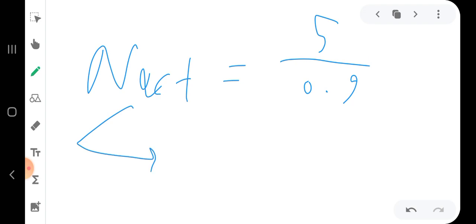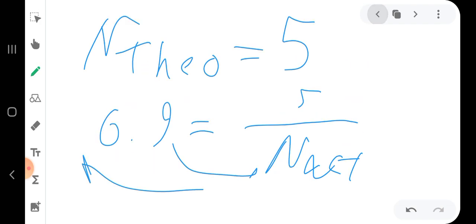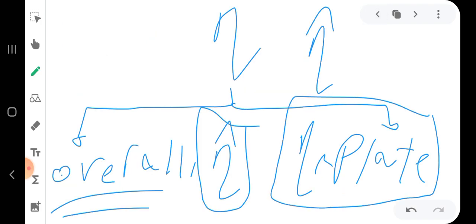Then you are going to get a number. For example, if you get 6.5, there is no such thing as 6.5 stages, so you can round it up, for example, to 7, because you cannot have a half plate, a half stage. So this is the concept of the overall efficiency. Now let me talk about the other type, which requires more work, which is the plate efficiency.